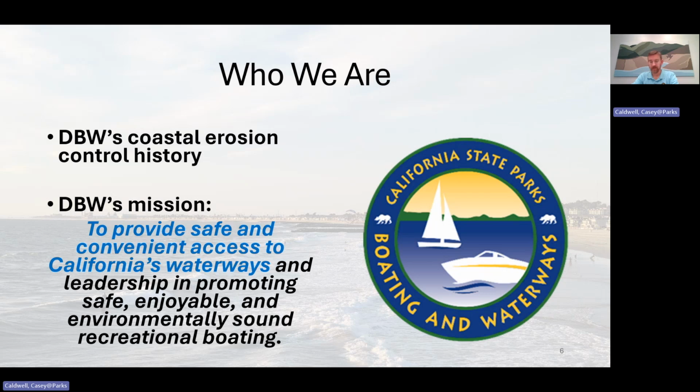As you might expect, most of DBW's programs are focused on issues pertaining to recreational boating. But our erosion control programs are also essential to what we do. DBW's mission statement is shown on the slide. The first part of that statement reads, to provide safe and convenient access to California's waterways. Coastal erosion control helps provide safe coastal waterway access, so it falls within DBW's mission. In addition, safe and convenient access to California's ocean and bay shorelines is a public right that's protected under the state constitution. And strategic protection of the shoreline is essential to protect critical public infrastructure near the coast.